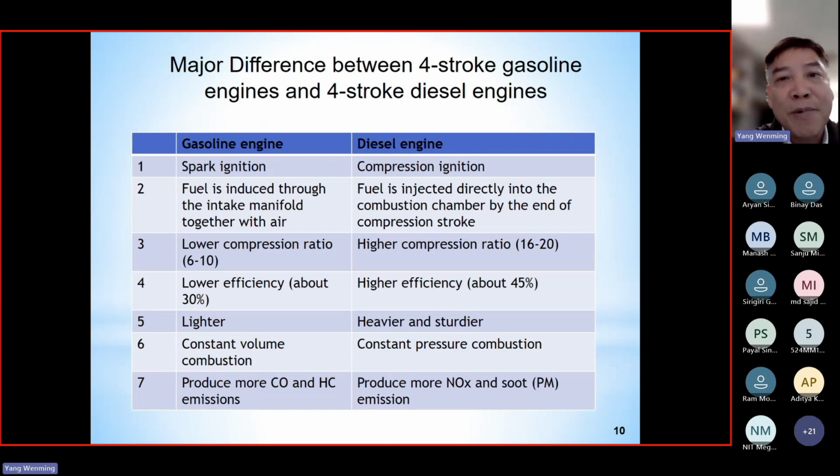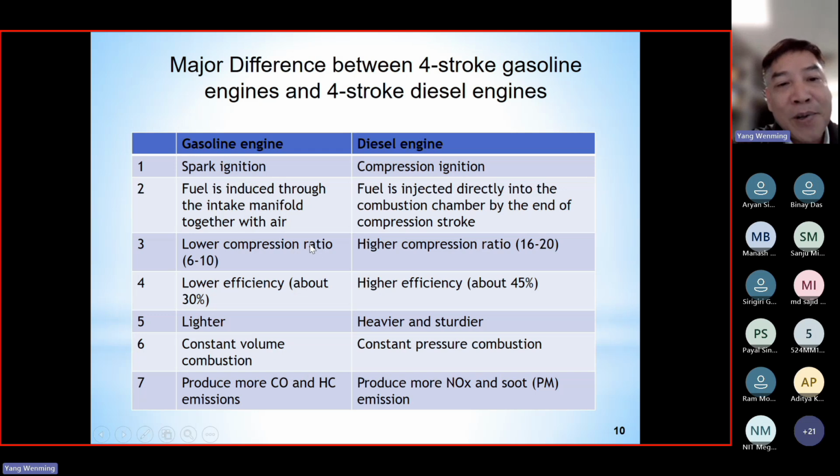So here we show the major differences between four-stroke gas engines and four-stroke diesel engines. First one, the ignition method is different. Gas engines are ignited by spark ignition. Diesel engines use compression ignition. For gas engines, fuel is introduced into the intake manifold and premixed with the fresh air. But for diesel engines, fuel is directly injected into the combustion chamber near the end of the compression stroke.